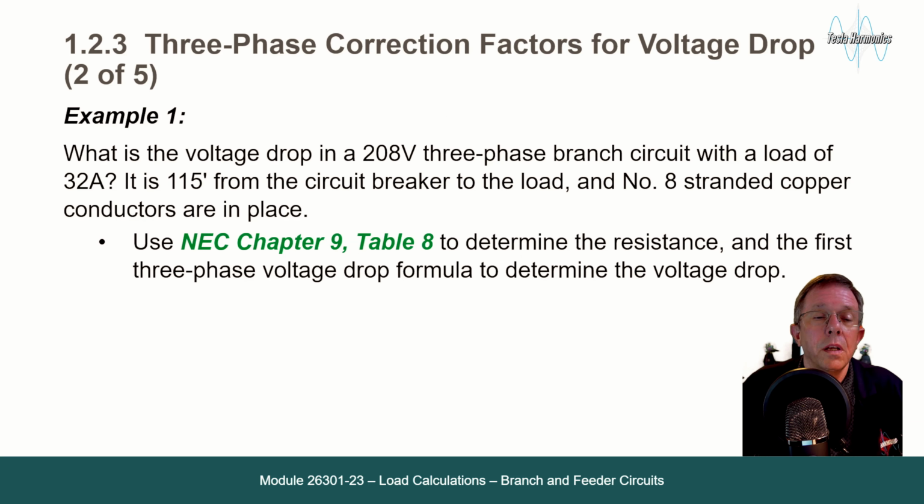Example 1. What is the voltage drop in a 208 volt 3-phase branch circuit with a load of 32 amps? It is 115 foot from the circuit breaker to the load, and number 8 stranded copper conductors are in place. We would use NEC Chapter 9, Table 8 to determine the resistance and the first 3-phase voltage drop formula to determine the voltage drop.